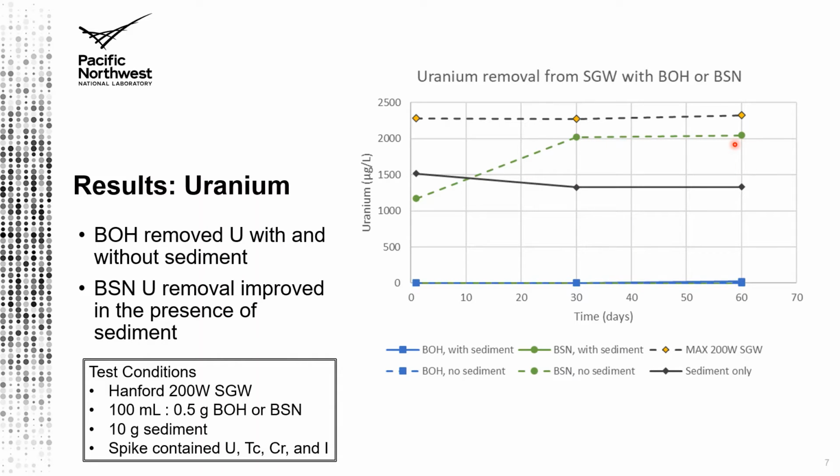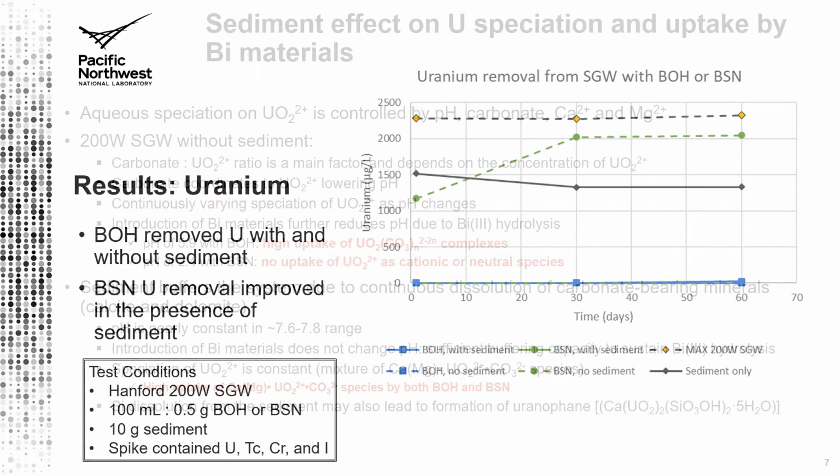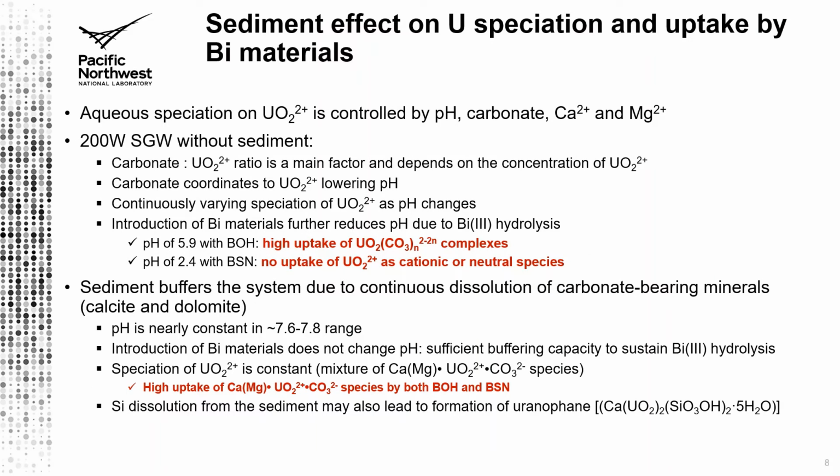To explain this result, we have to look at the speciation of uranium in the system. The speciation of the aqueous uranium is controlled by the pH, the carbonate content, and the concentration of calcium and magnesium. In the synthetic groundwater without any sediment present, the carbonate to uranium ratio is the main factor controlling speciation and depends on the concentration of uranium in the system. As uranyl carbonate complexes form, the pH is lowered, so the speciation continues to change as the pH is changing.